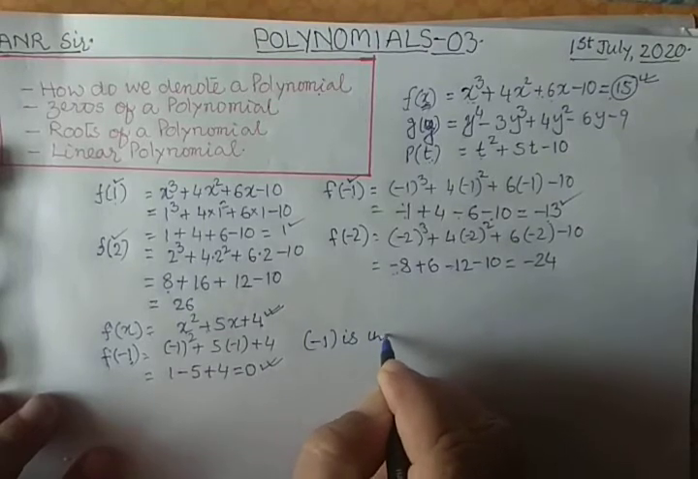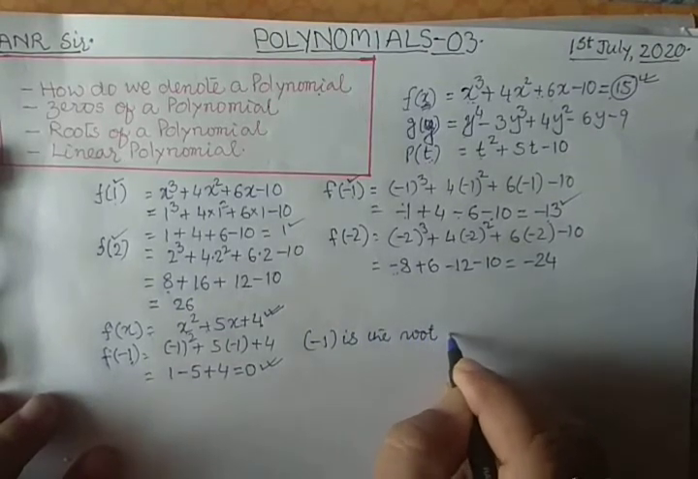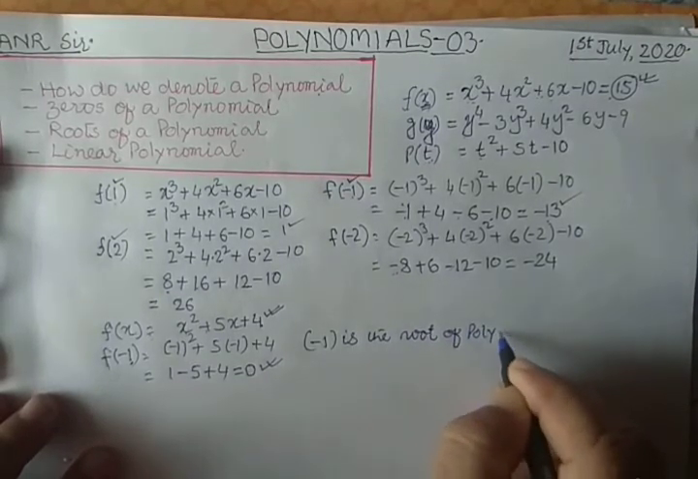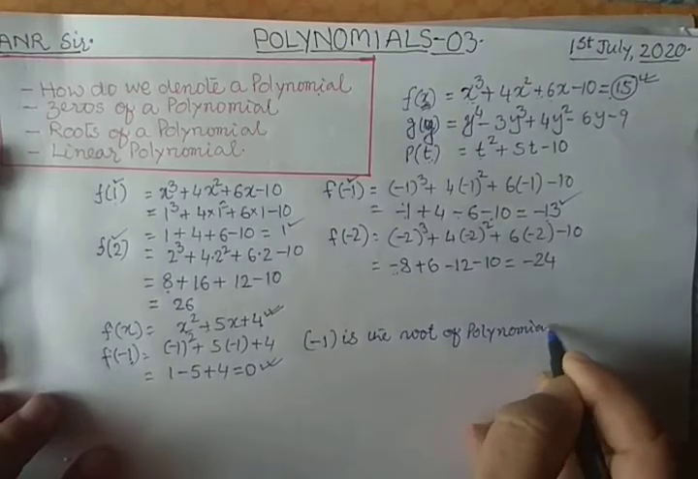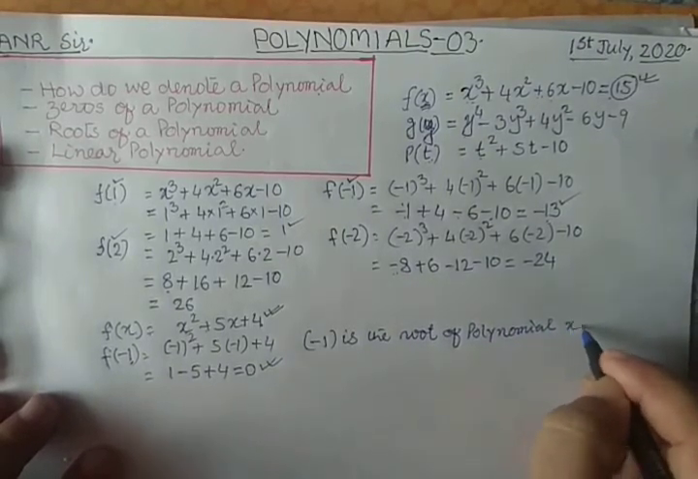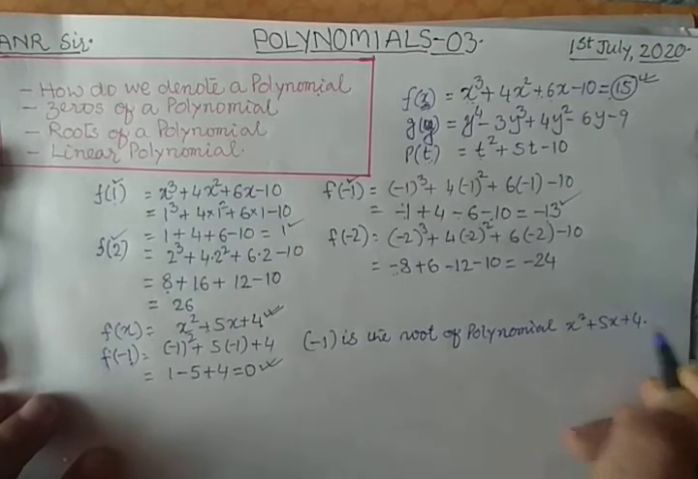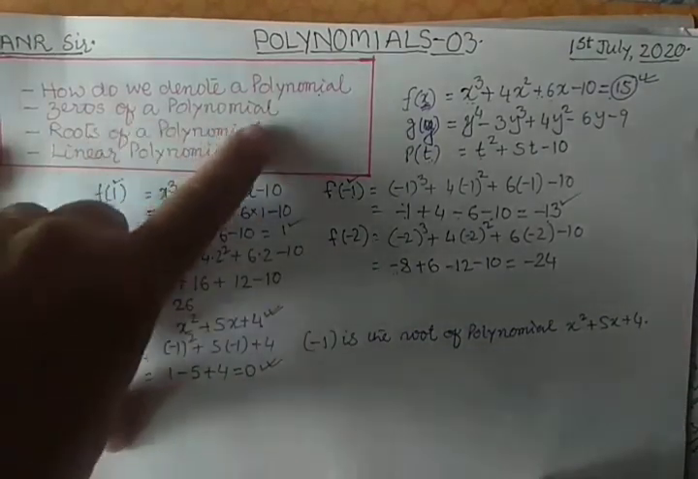What we say? Minus 1 is the root of the polynomial. What is the polynomial? x square plus 5x plus 4. I think you understood what is zeros of a polynomial.